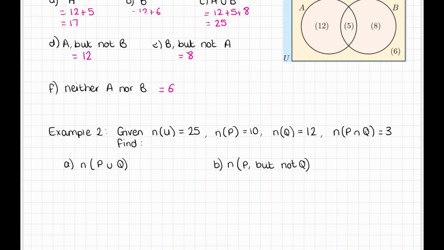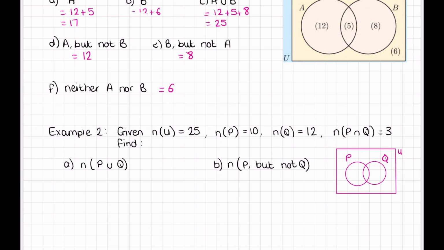Next example, given the number in the universal set is 25, we have 10 in P, 12 in Q, and 3 in P and Q. Find P or Q, or the number in P but not Q. So what I will always do in these situations is draw a quick Venn diagram, because I find this easier to help me work out where everything is.